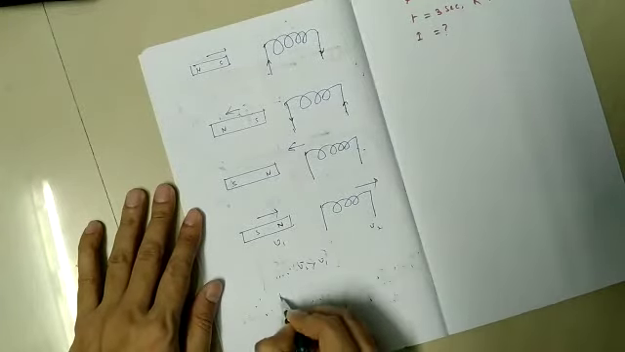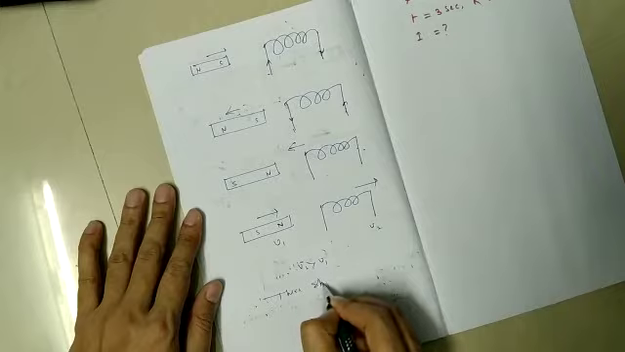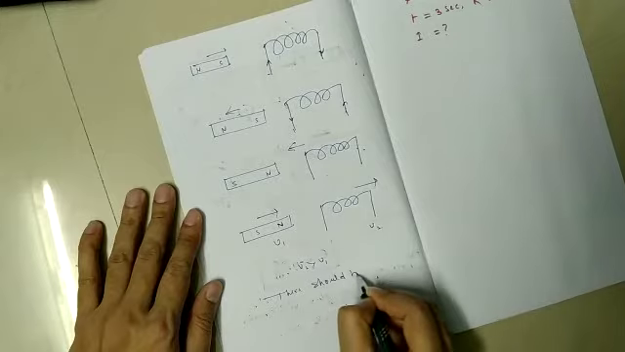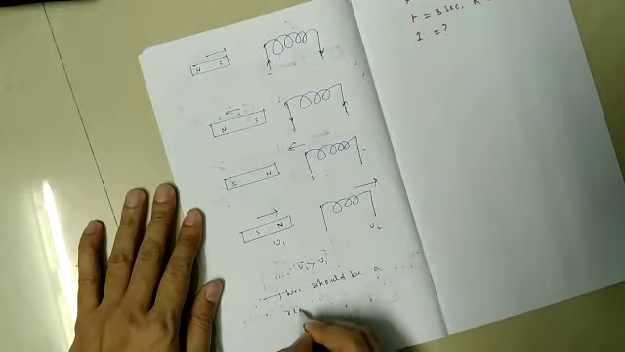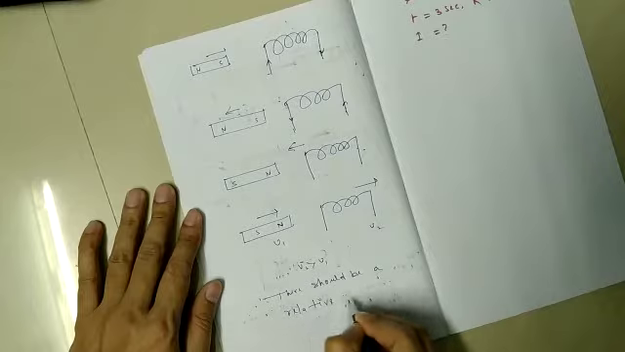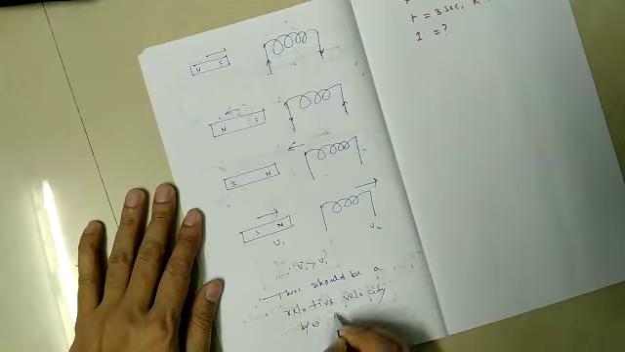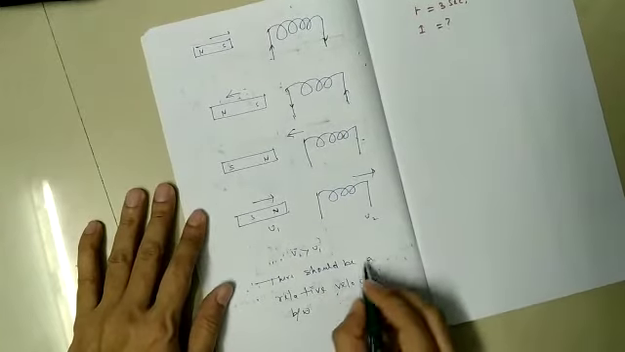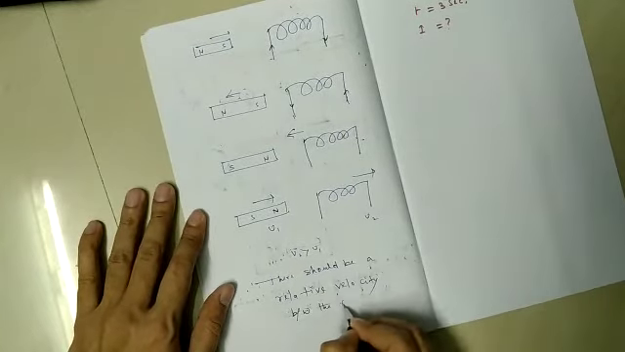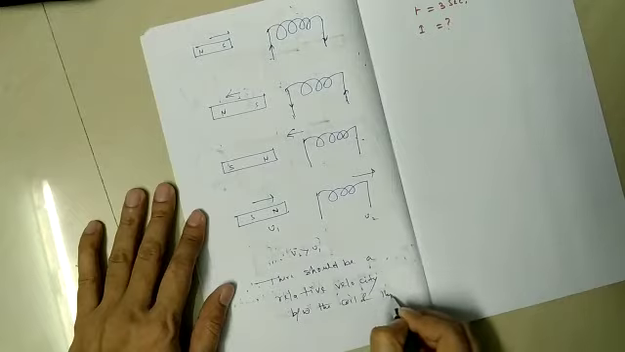That means there should be a relative velocity between the coil and the magnet.